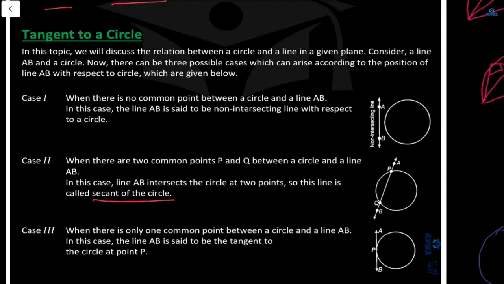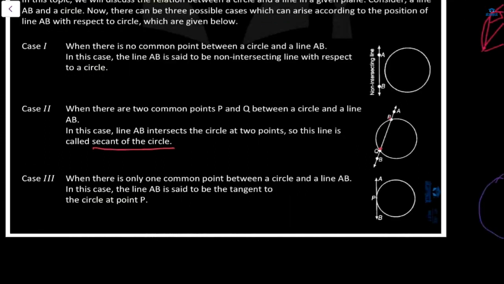In this figure, PQ is a chord, but since it is extended to A and B on both sides, AB is a secant of the circle. Now the third one is the tangent. If there is one common point between the circle and the line AB, then it is called the tangent. A tangent of a circle has just one touching point.